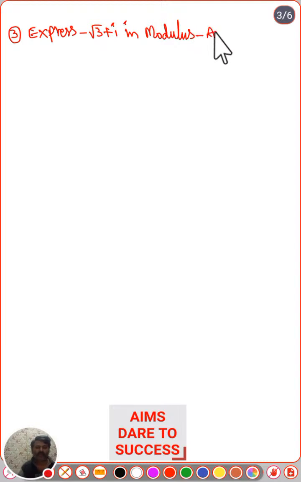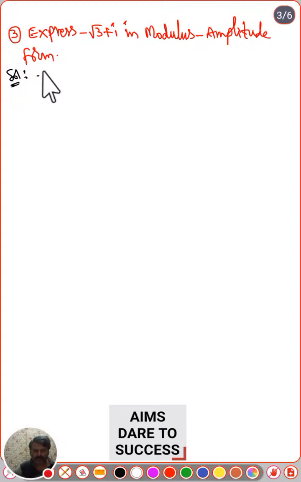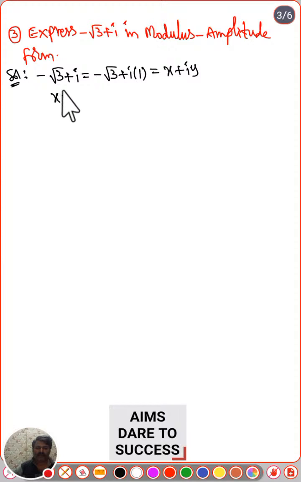Okay, modulus amplitude form: minus root 3 plus i. This is the next problem. Polar form or modulus amplitude form. So the given value minus root 3 plus i can be written as minus root 3 plus i into 1. This is x plus iy. Here x is equal to minus root 3 and y is equal to 1.